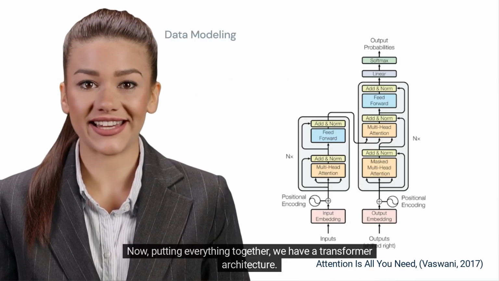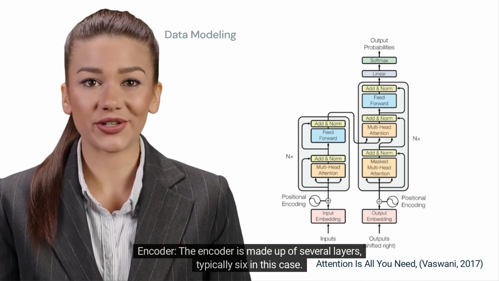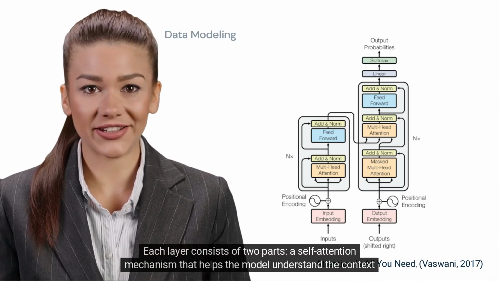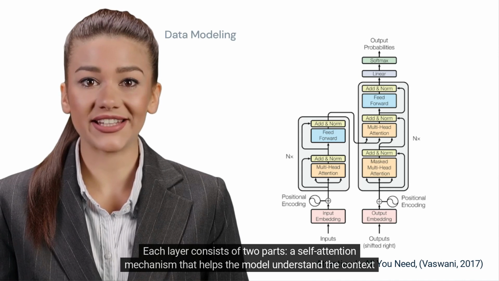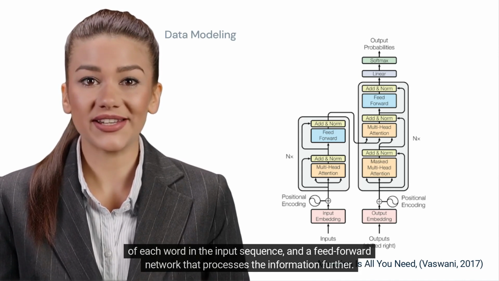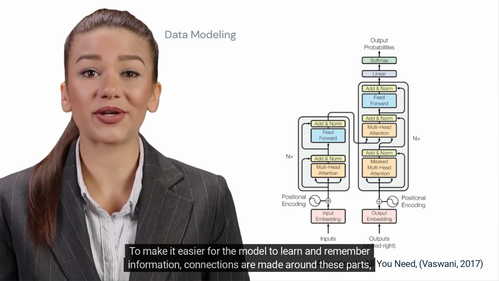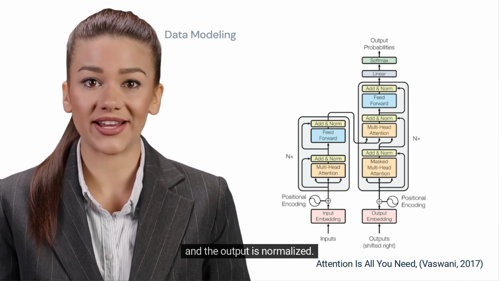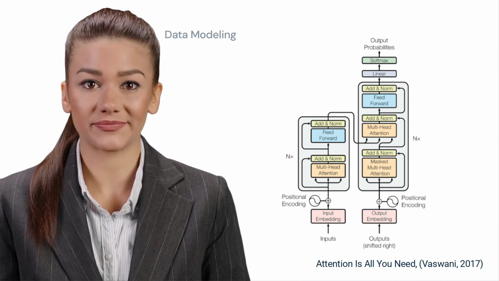Now, putting everything together, we have a transformer architecture. Encoder. The encoder is made up of several layers, typically 6 in this case. Each layer consists of two parts: a self-attention mechanism that helps the model understand the context of each word in the input sequence, and a feed-forward network that processes the information further. To make it easier for the model to learn and remember information, connections are made around these parts, and the output is normalized. The dimensions of the outputs are typically 512.